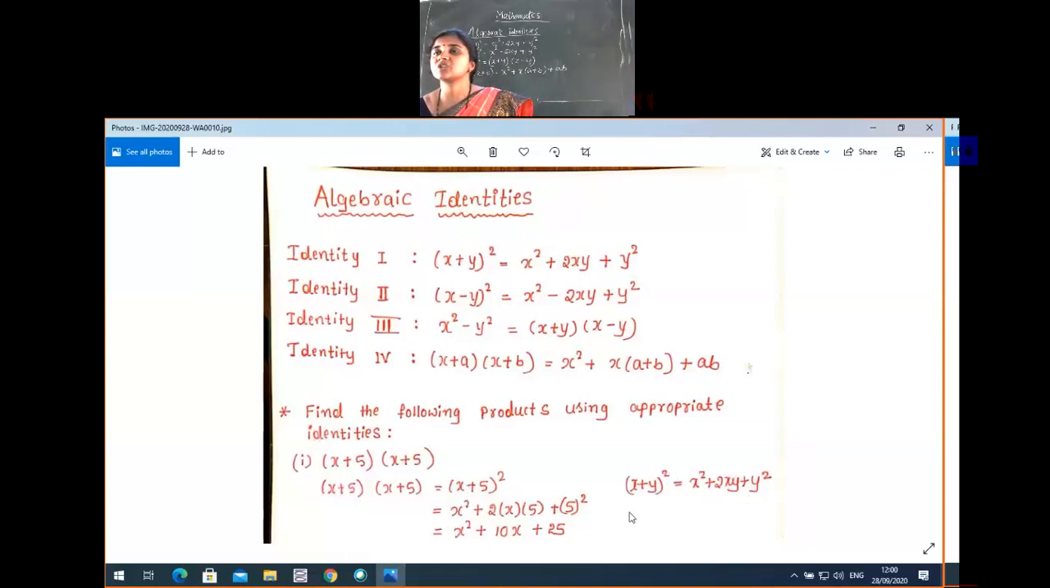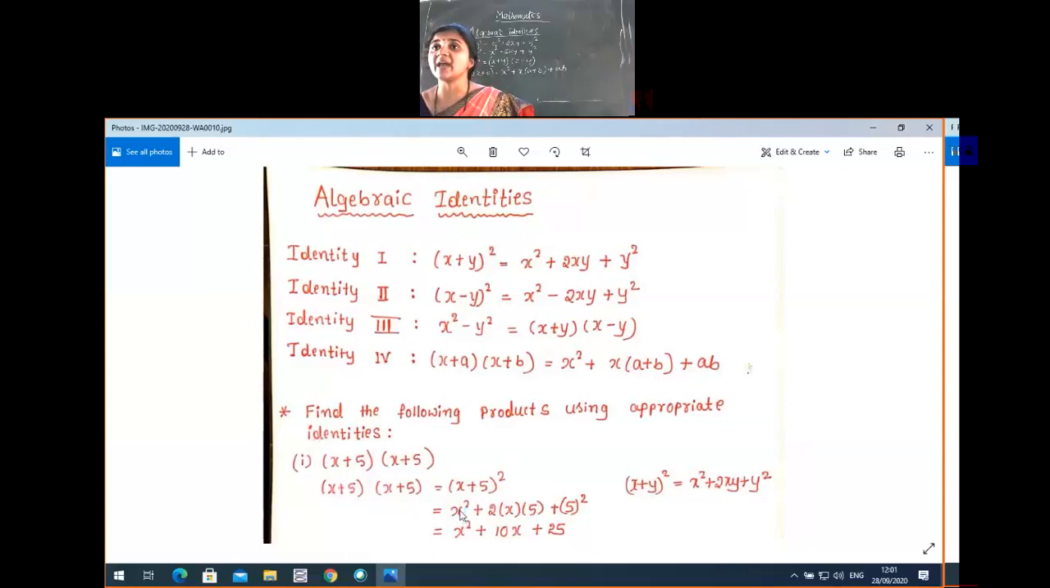So, what is the expansion of (x + y) whole square? That is x square plus 2xy plus y square. In place of x, x is only again. In place of y, what is there? 5 is there. Now what we have to do? We have to substitute the values in the expansion.